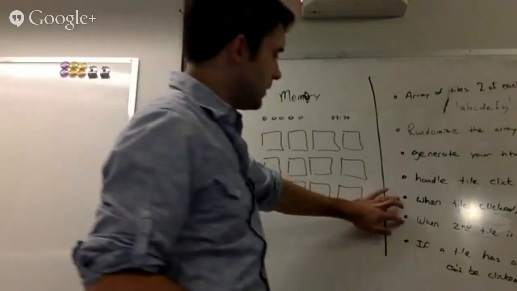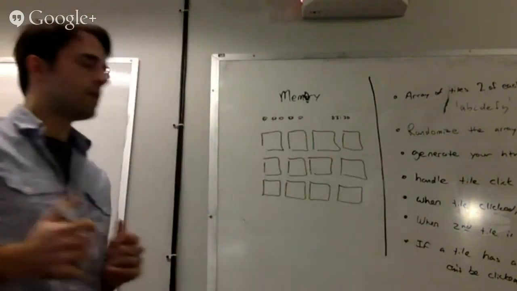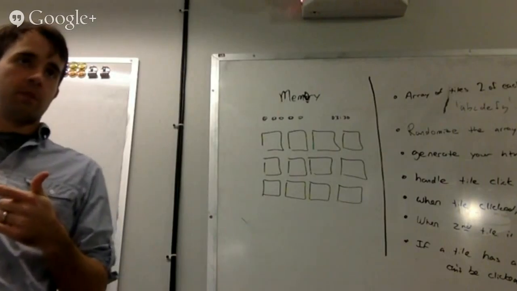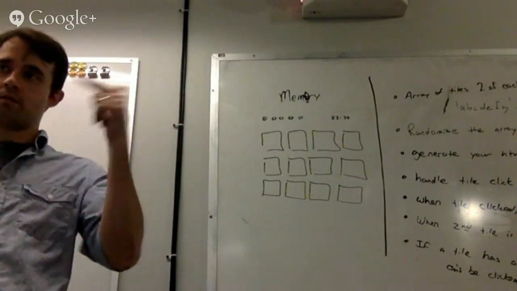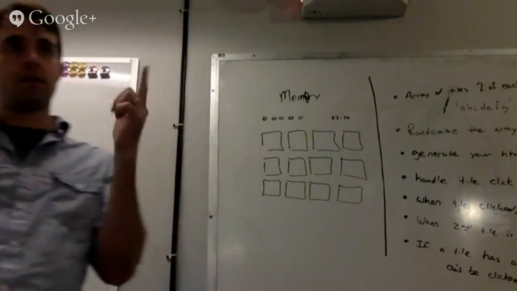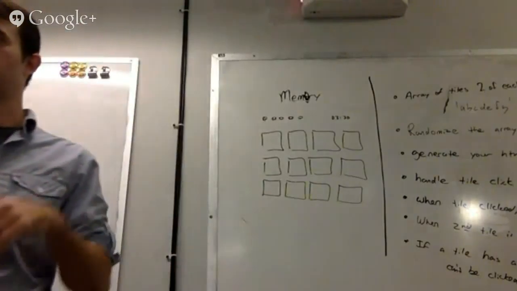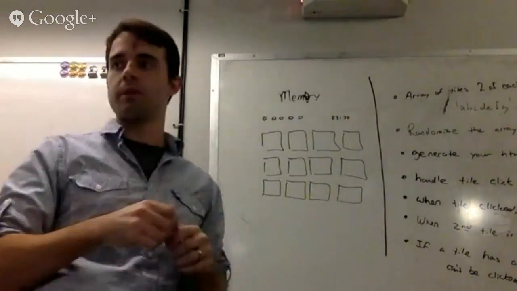So let's talk about this a little bit more. What you might do is have one click handler. When this is clicked, if there is a previous one, then you compare. If there's not a previous one, then you set it. If they aren't equal, you flip them and make previous null again, or undefined. You set it back to undefined after you've compared.